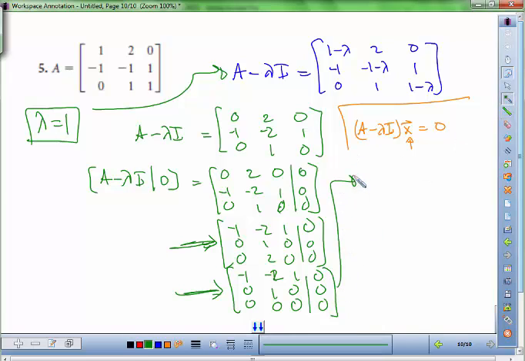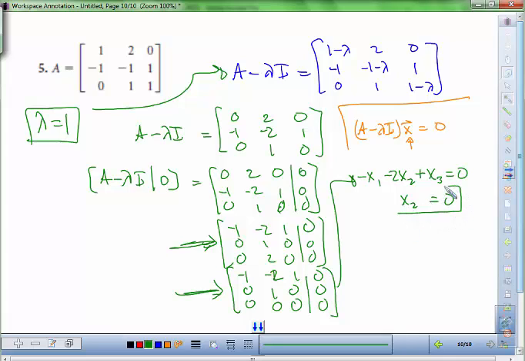In this little space over here, we got negative x1 minus 2x2 plus x3 equals 0. We're going to have x2 equal to 0. So I'll box that up, and I know that x3 again is a free variable. So that would make x1, minus x1 minus 2 times 0 plus t equal to 0. So x1 is equal to t or negative t? Positive t, yeah? So if you just let t equal 1, then you have 1, 0, 1 is your vector.